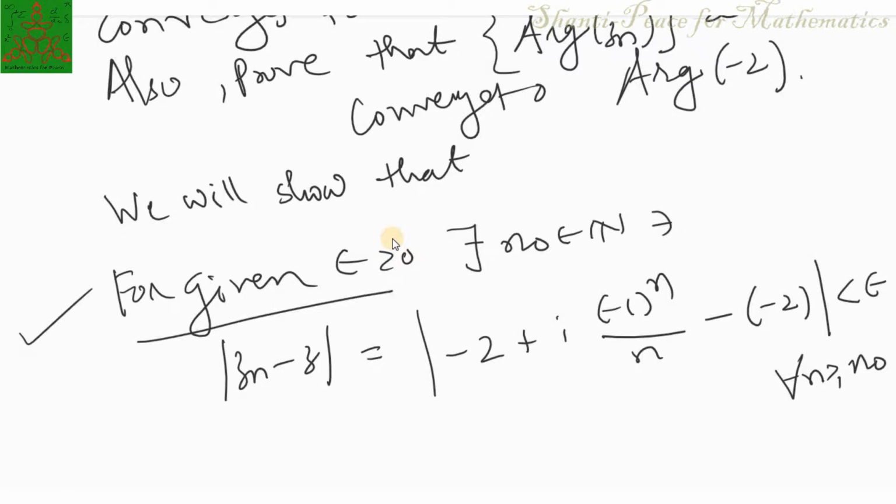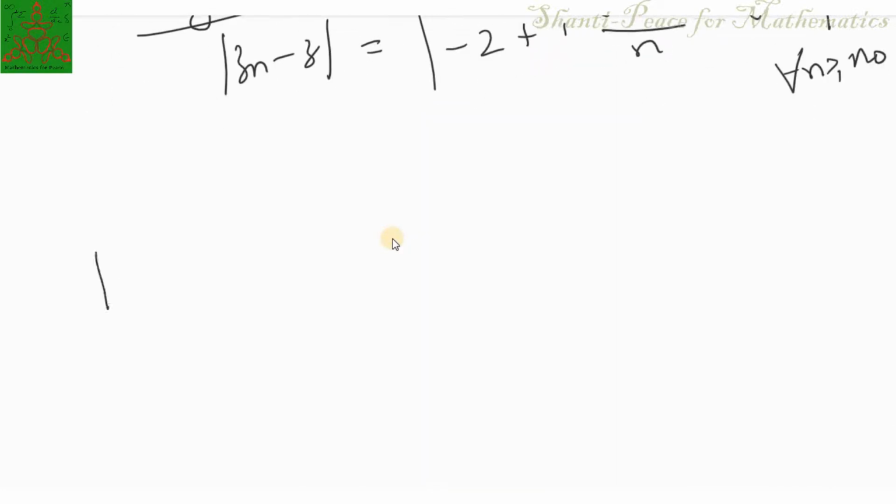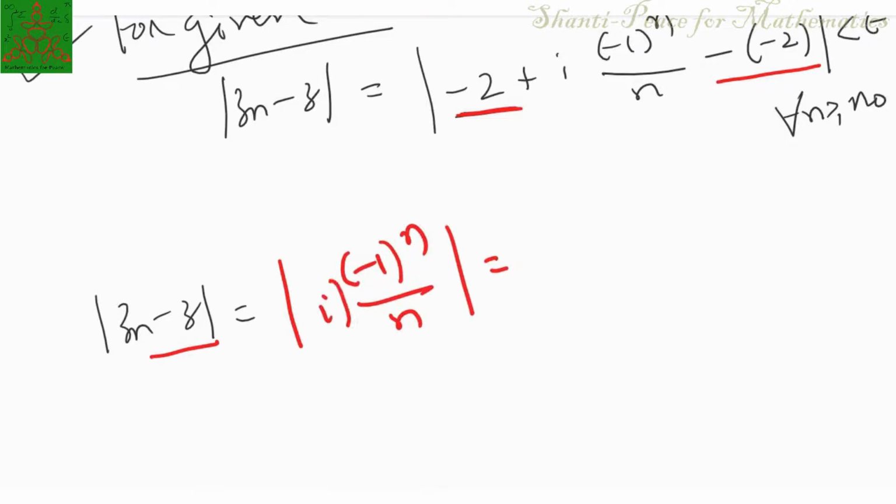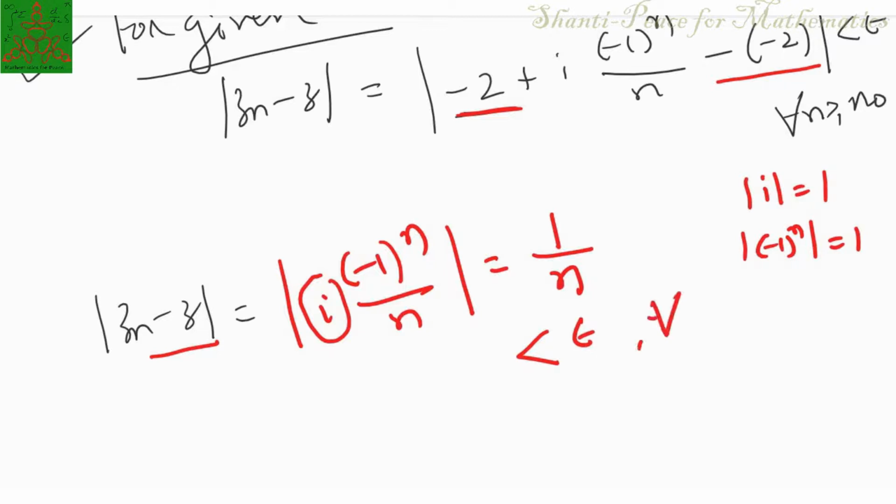So I am starting with given epsilon greater than 0 and I am considering Zn minus Z. You just observe that the minus 2 will cancel with the minus minus, plus 2. So Zn minus Z will be minus 1 raised to n upon n into i. The mod of i is 1 and the mod of minus 1 raised to n is also 1. So that is 1 upon n, and 1 upon n is always less than epsilon for every n greater than or equal to 1 upon epsilon.